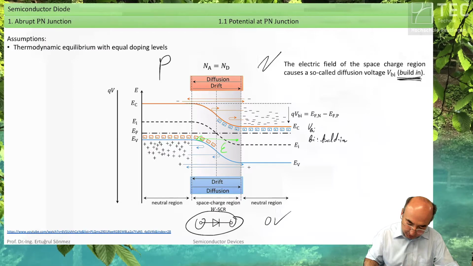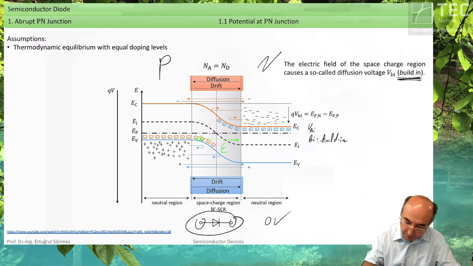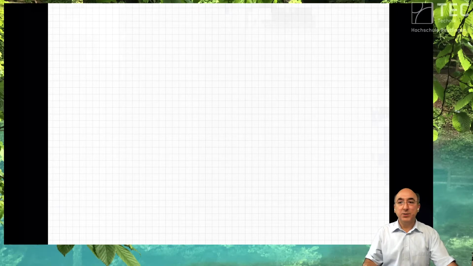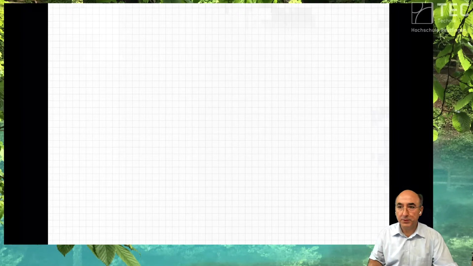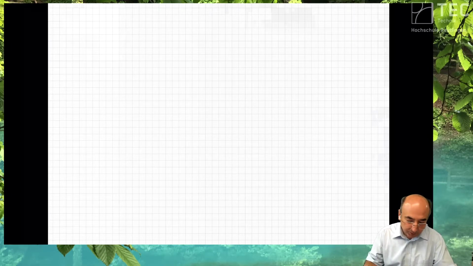Okay, so I think this statement, before we understand why and how, we should also be able to make a sketch. So we should be able to make a band sketch. So let's do that. Take a sheet of paper. I will do it also electronically. And we will start sketching a PN junction from scratch. Okay? Step by step. Thereby, we focus on the important points of a band diagram.